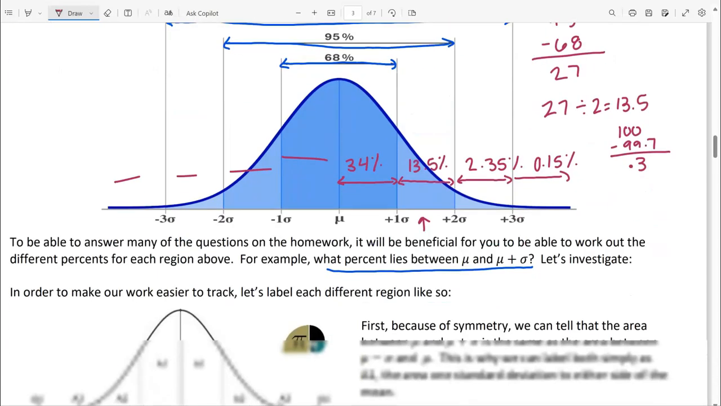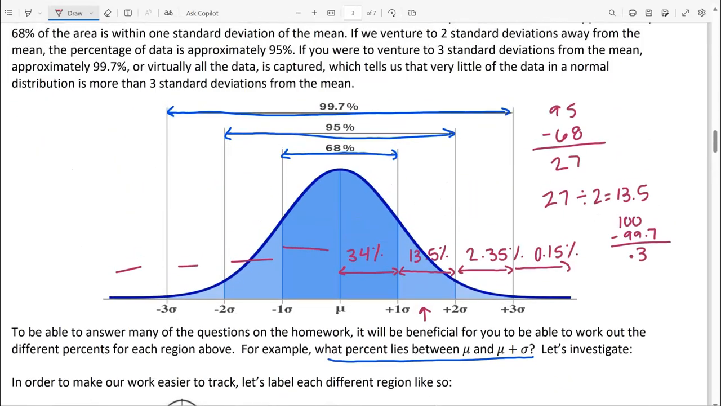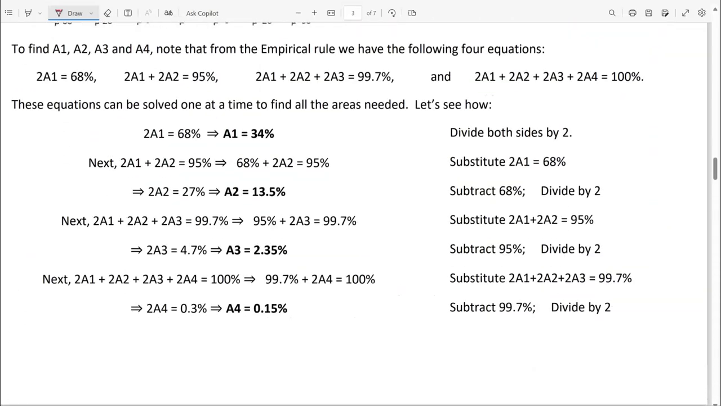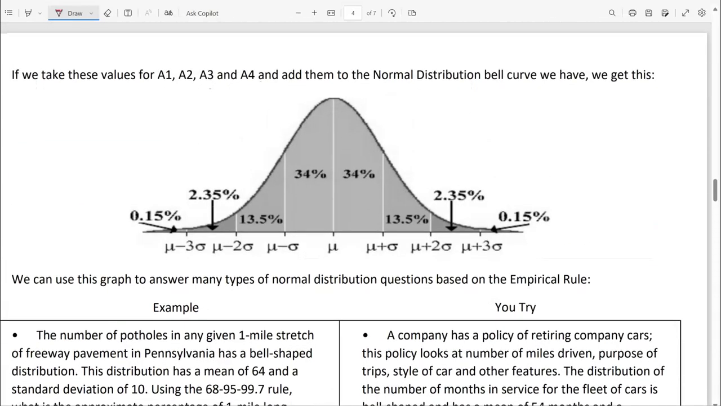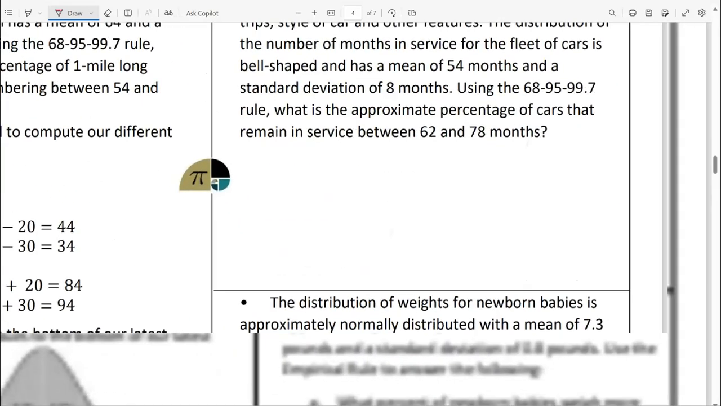Okay, so go ahead and scroll down. All this information below is just what we did here, with finding these values. So flip to the next page. This image here is what you will get on your exam. So you'll have the 34, 13.5, all these guys. You won't have the 68, 95, 99.7, but you can easily find those by adding things together, right? Okay, so we're just going to do a couple quick examples.